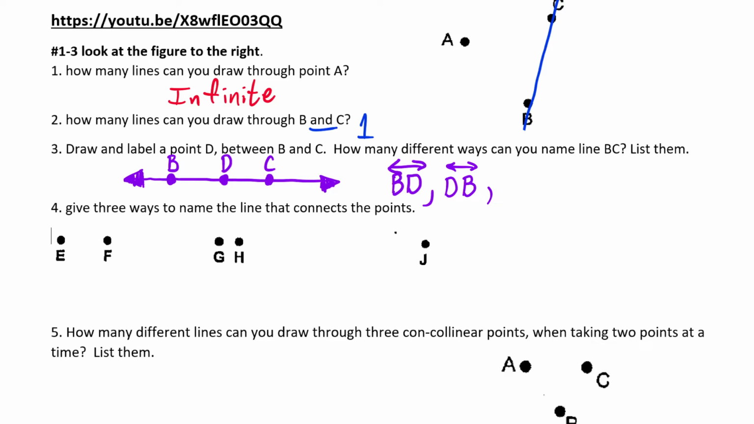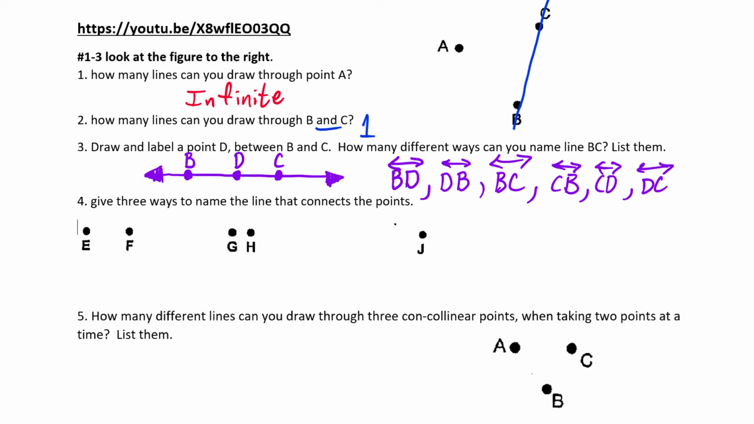Is there other letters that I could use? Okay, I could use B and C. And if I flip that, C and B. Okay, is there other ways? Yep, C and D. And then D and C. And with those 3 letters, that's all the different combinations I can do of that. So there's 6 different ways to name that line, given 3 points on the line.